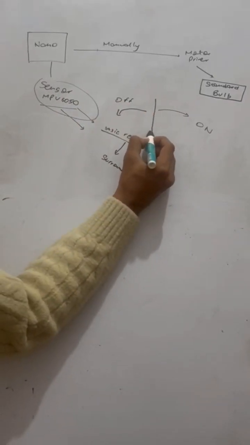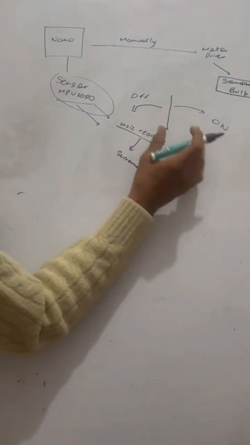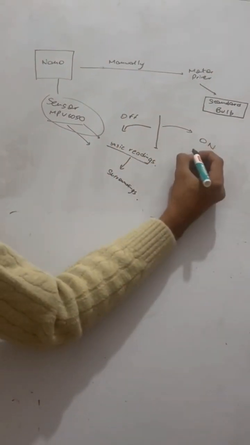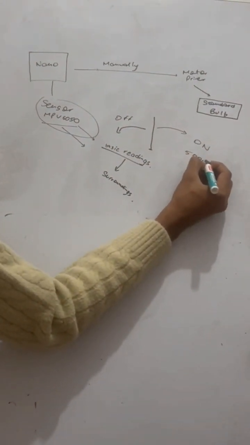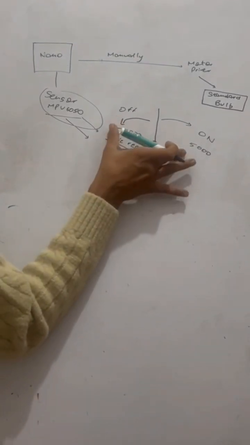But what is this center? This is a neutral point that I have introduced in my code. So I have adjusted some threshold values in my code, for example, I have adjusted the values as 5000 and -5000. So these are the threshold values.